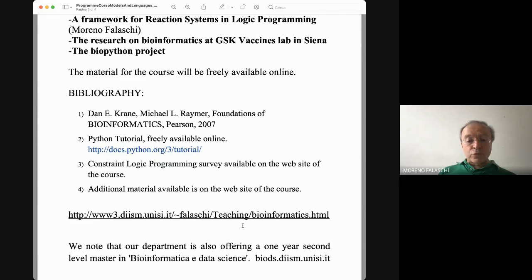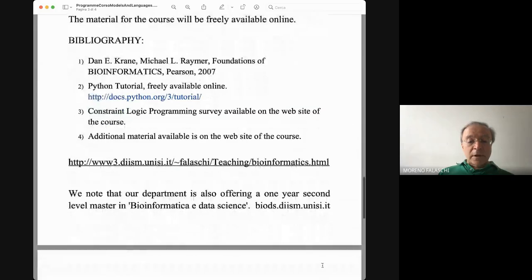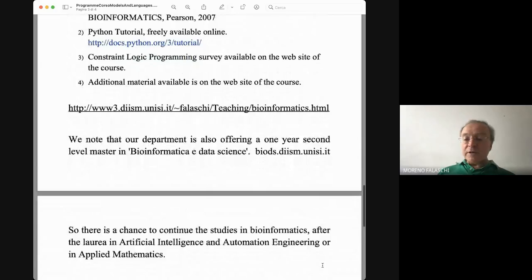I want to remark also, as a last note, that our department is also offering a one-year second-level master in bioinformatica and data science. This is the website of this master. And so it is possible for you to have a chance to continue the studies in bioinformatics also after the laurea in artificial intelligence and automation engineering or in applied mathematics, in case you're interested to continue the studies on this discipline.